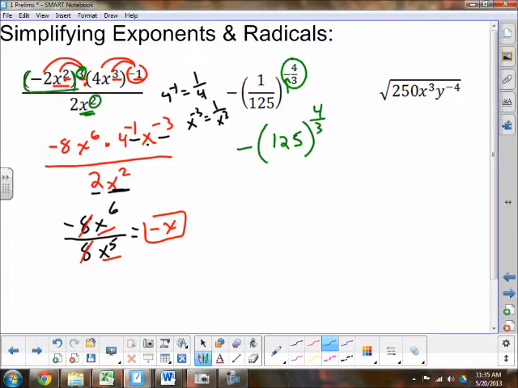Negative is reciprocal again. Now I'm going to deal with this exponent, so I'm going to use that rational exponent property. This becomes negative the cube root of 125 to the 4th power. I write it this way because I know 125 is 5 cubed, so this is really just negative 5 to the 4th.